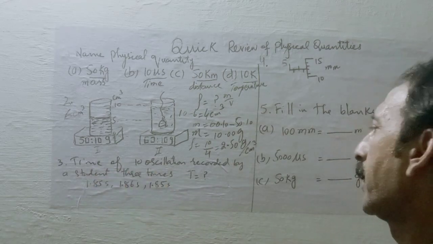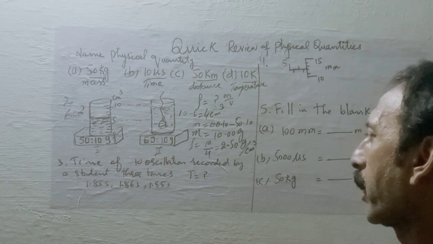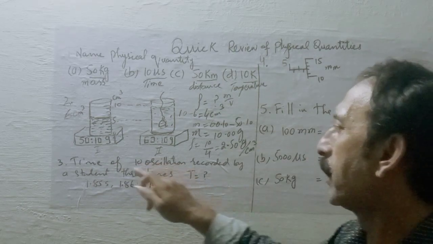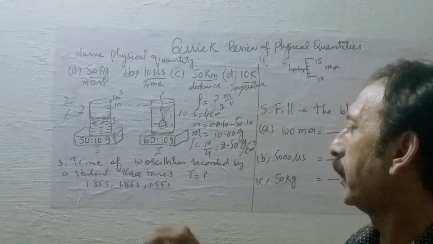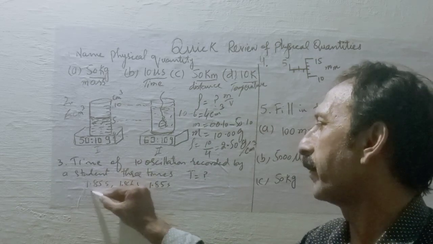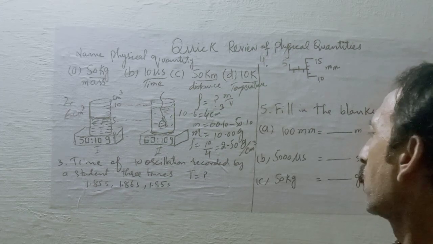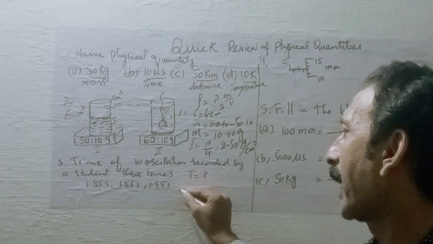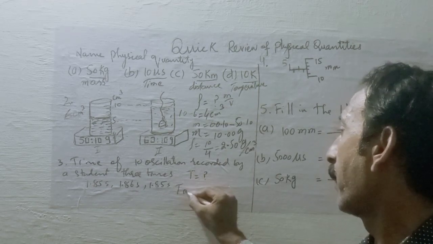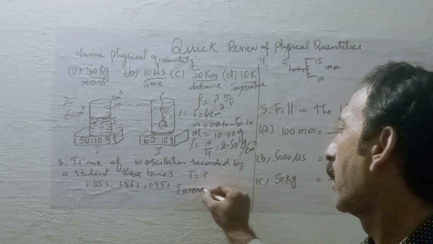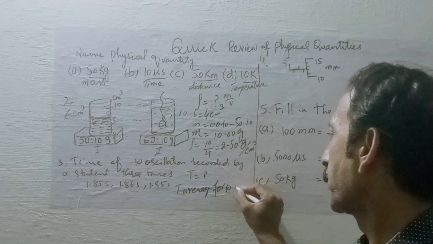Third question is about simple pendulum. A student has recorded 3 times the time of 10 oscillations. What is the time period of the pendulum? So 3 values are given here: 1.86, 1.85 and 1.85 seconds. What we will do here, first of all, is get the T average for 10 oscillations.